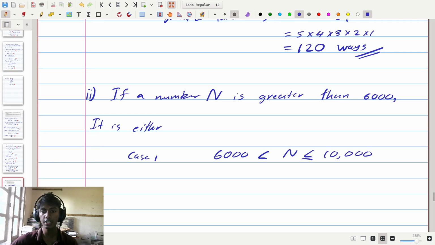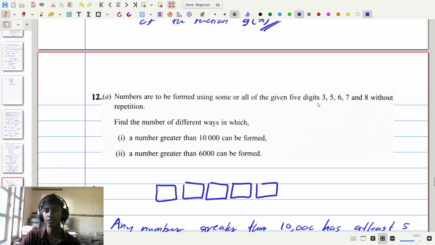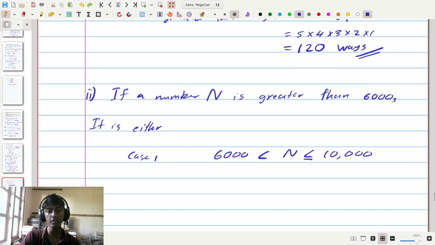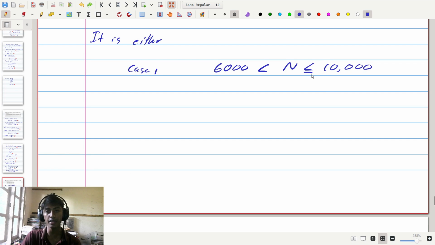We can put the equal sign here, even though it's not possible with the digits 3, 5, 6, 7, and 8, it's not possible to be equal to 10,000, but we put the equal sign anyway. And then we can write case 2, where the number is something bigger than 10,000. So we can say 10,000 less than n.